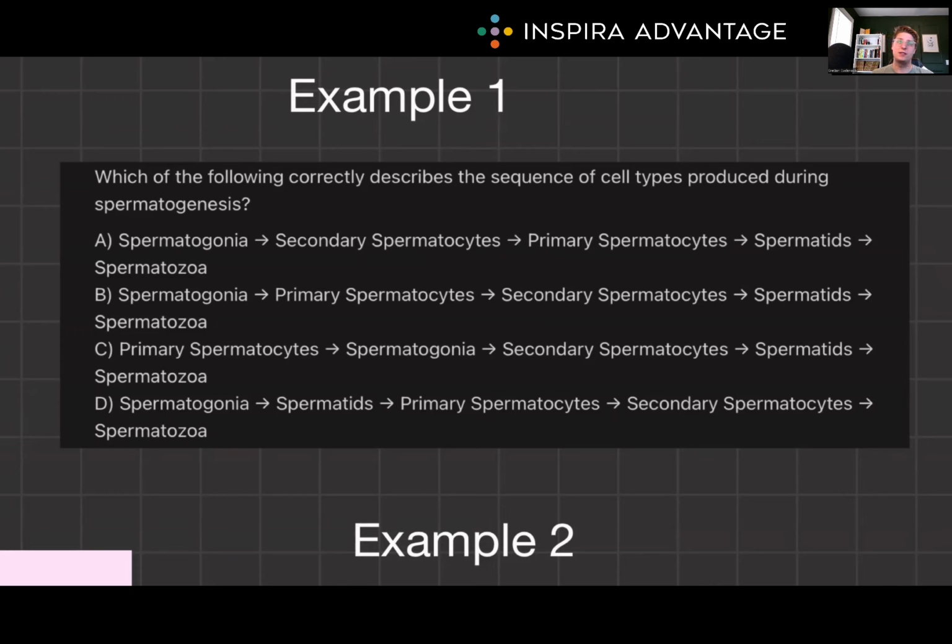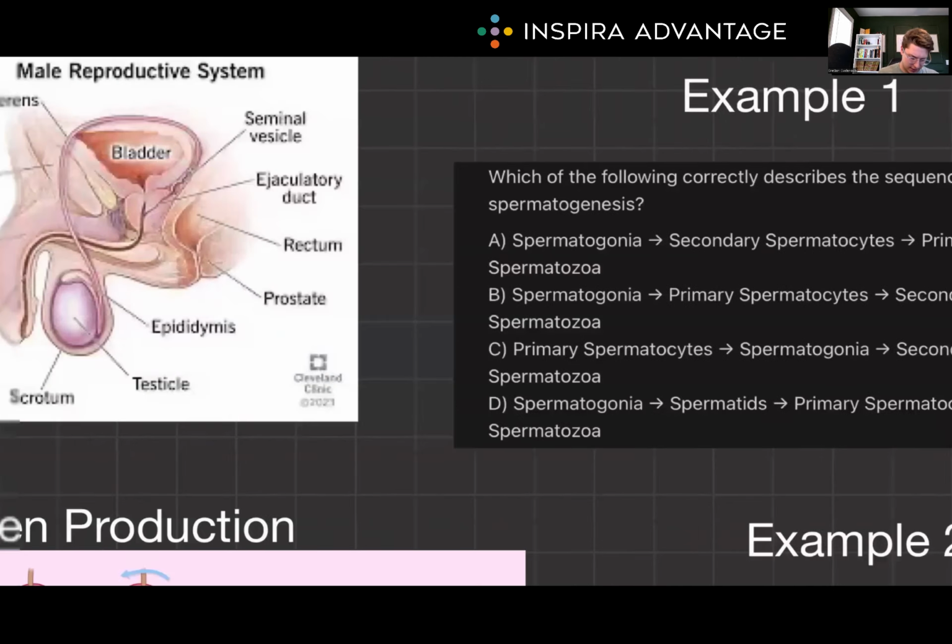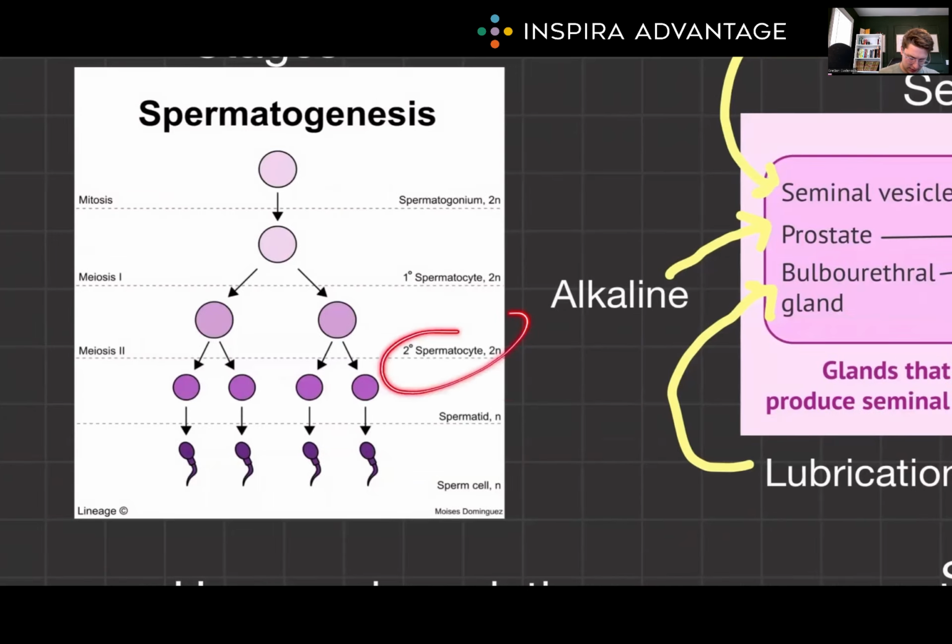Because I will be giving you the answer in 3, 2, 1. The answer is B. Spermatogonia to primary spermatocytes to secondary spermatocytes to spermatids to sperm cells. Bonus points if you remembered the ploidy. And I've seen basically this exact same question on the MCAT, so definitely make sure you got that one right.